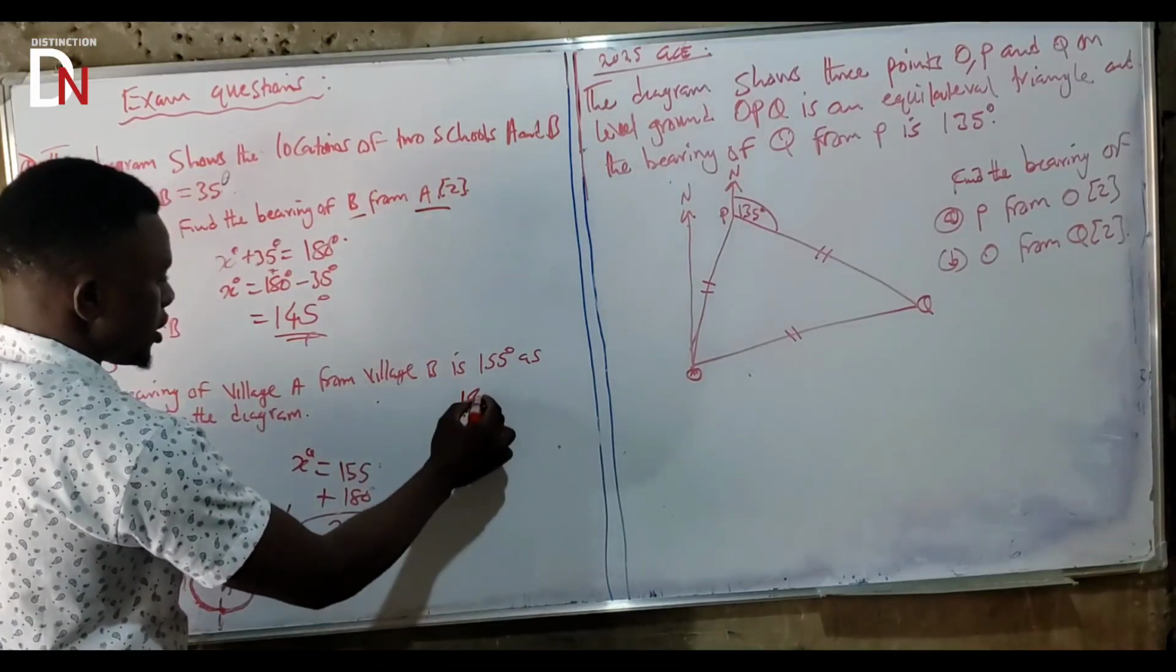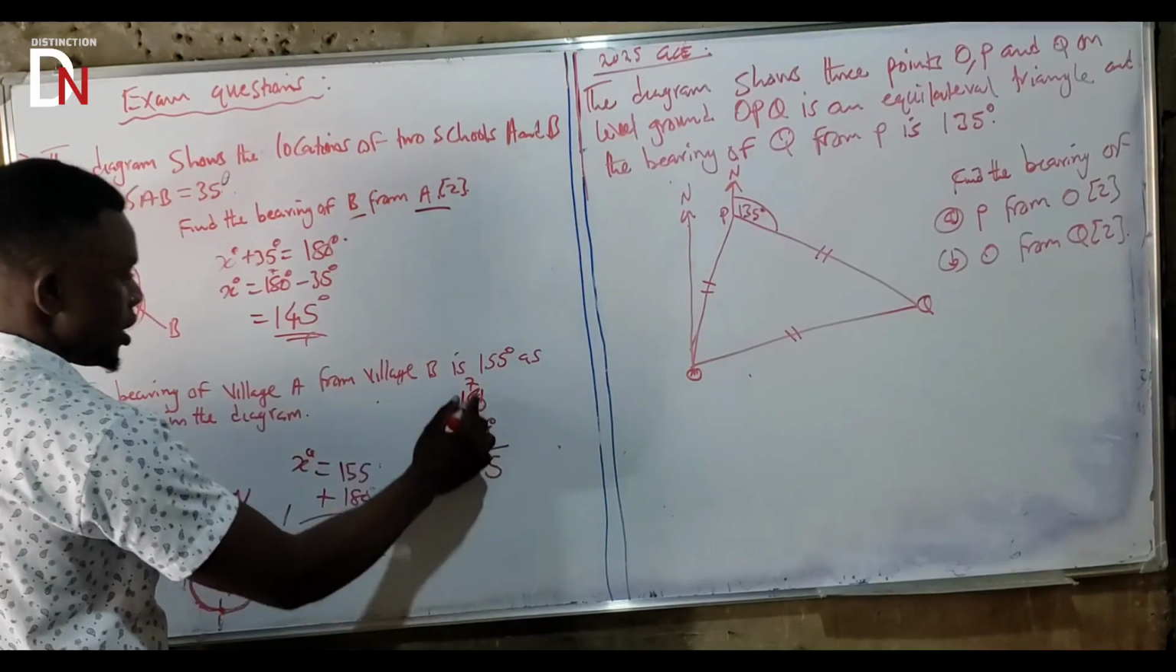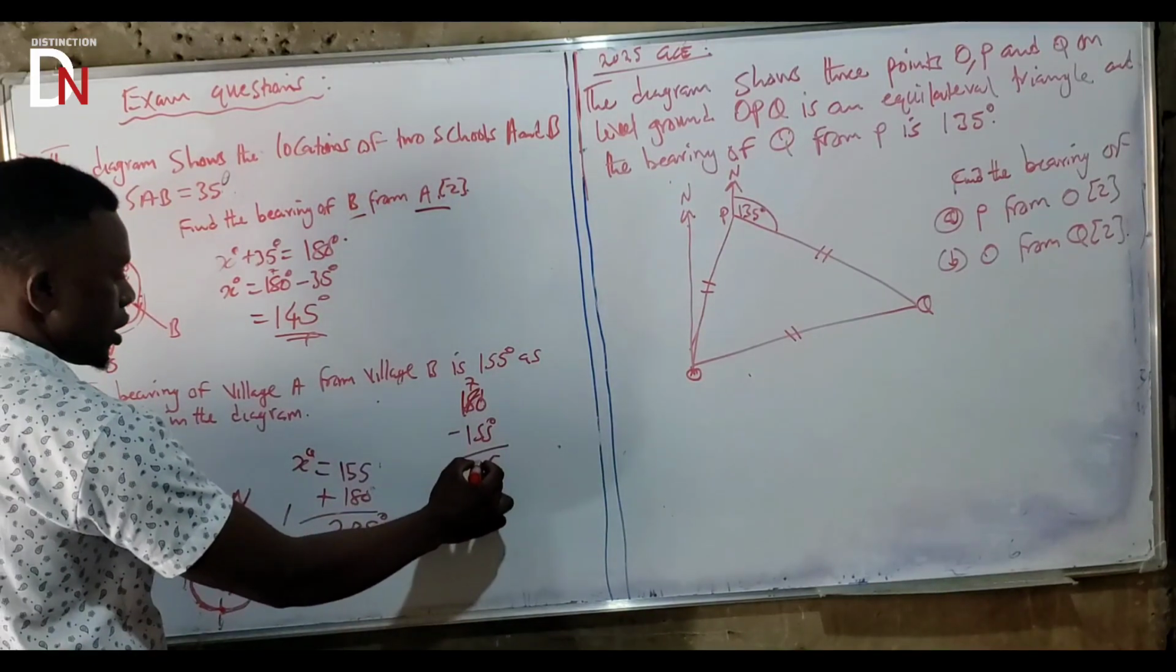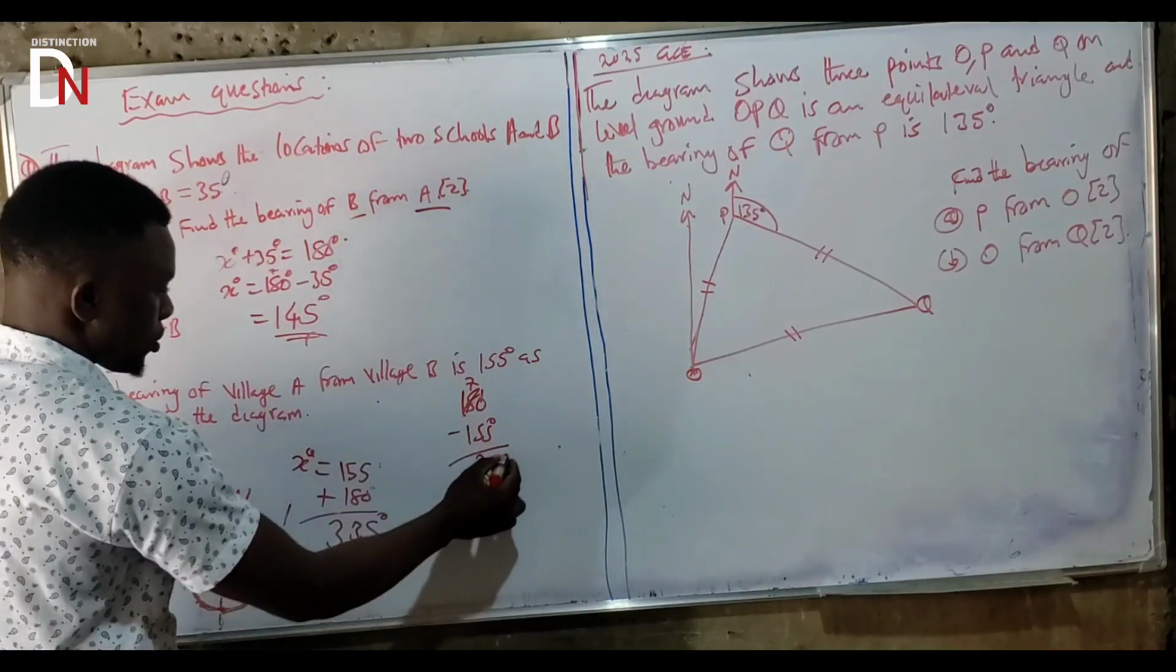Okay, this becomes 7. This is 10. 10 minus 5 is 5. 7 minus 5 is 2. Okay, that is 0. So this is 25.